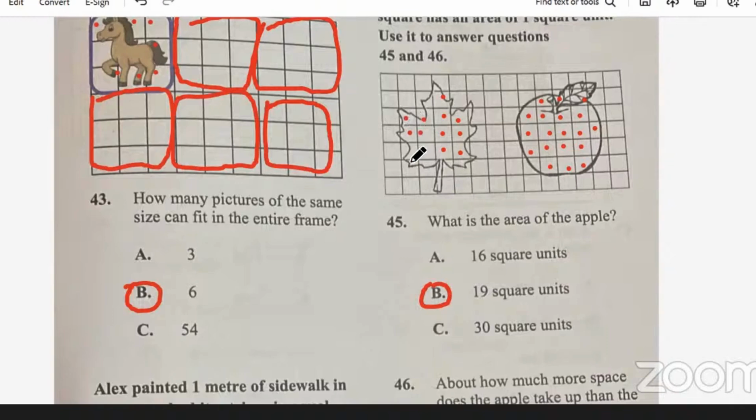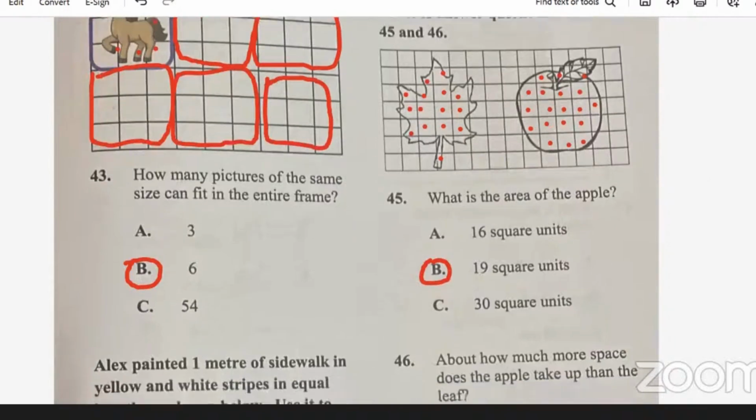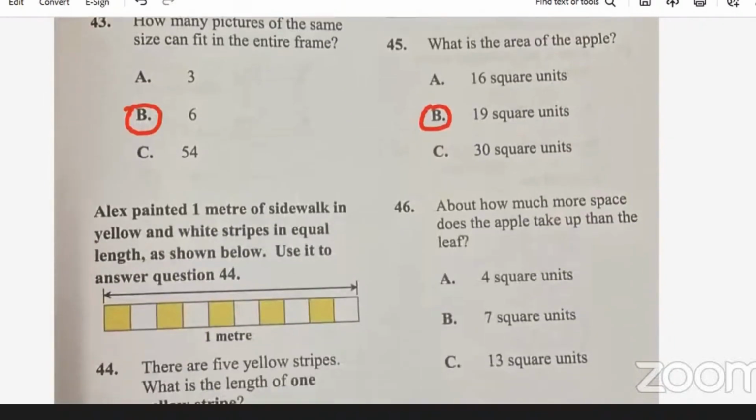12, 13, 14. Okay, all right, so it's about 14 or 15. So let's look at our answers to see. Again, this is an estimate. All right, so we have 19 for the apple, and I'm saying about 14 or 15 for the leaf, 14 or 15, right?